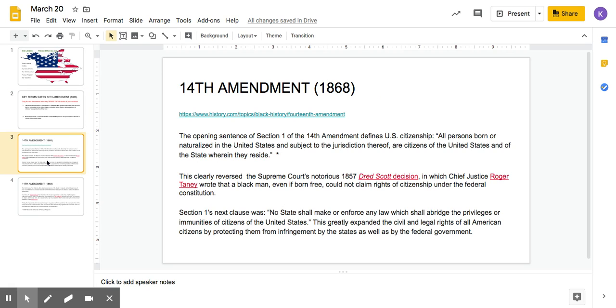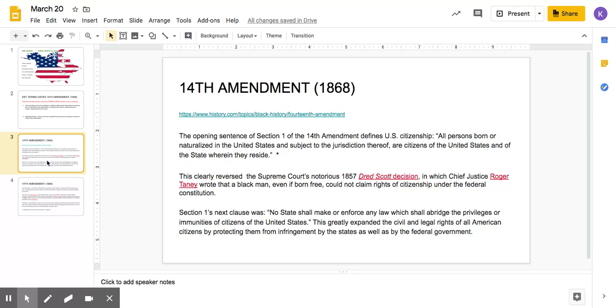So the 14th Amendment, keeping in mind 1868, that's almost 100 years before we're talking about the 1950s and the civil rights movement. So what did the 14th Amendment do? The opening section defines U.S. citizenship as anybody born or naturalized in the U.S. This clearly reversed the Supreme Court's notorious 1857 decision in Dred Scott, in which it was decided that a Black man, even if born free, could not claim rights of citizenship under the federal Constitution.